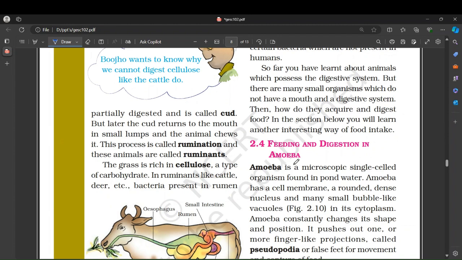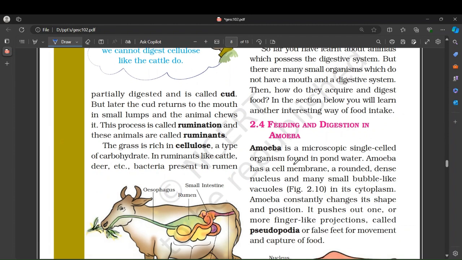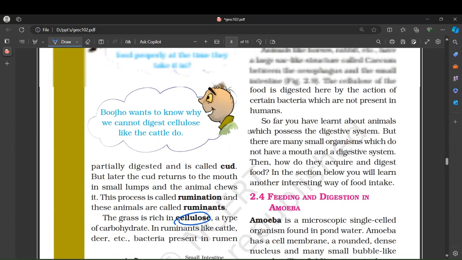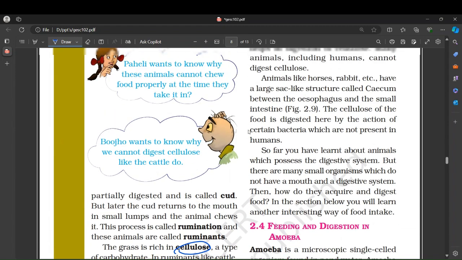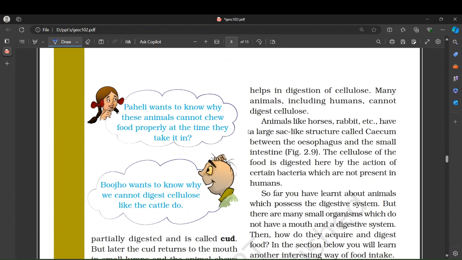So why is it happening, right? The grass is rich in cellulose, a type of carbohydrate, and in ruminants like cattle, deer, etc., bacteria are present in the rumen, which is a part of their stomach. Okay, so which helps in digestion of cellulose. Many animals including humans cannot digest cellulose. We cannot eat grass, right? We don't have such type of bacteria in our stomach.